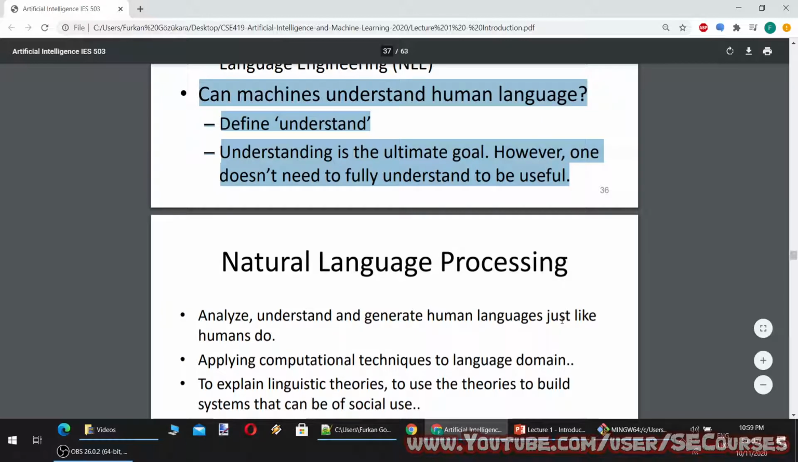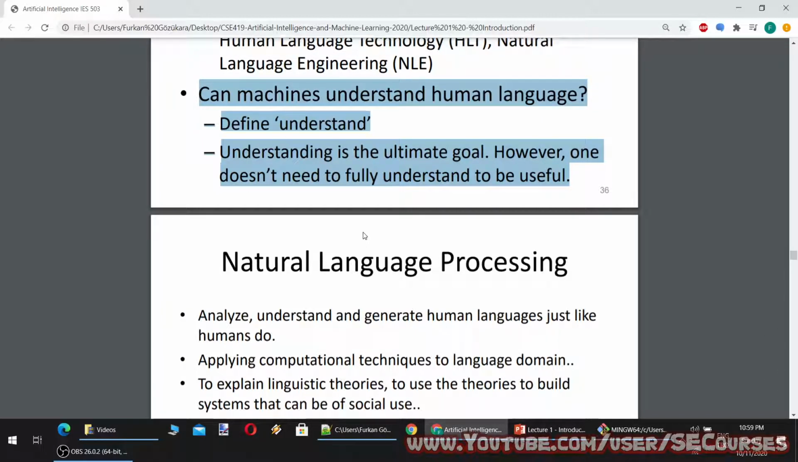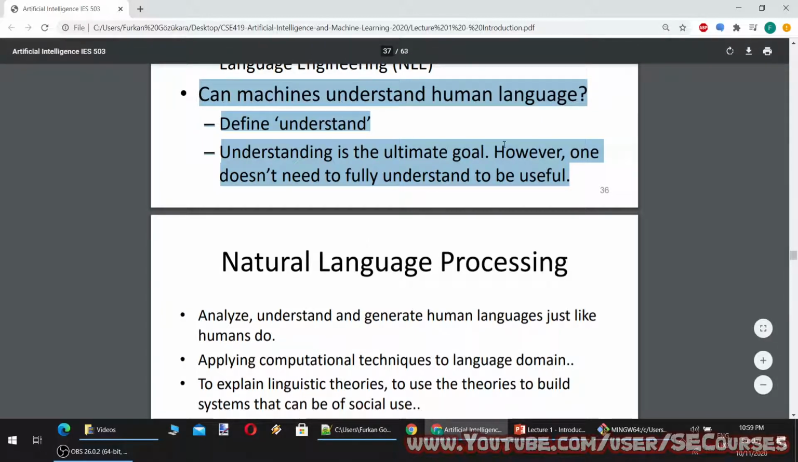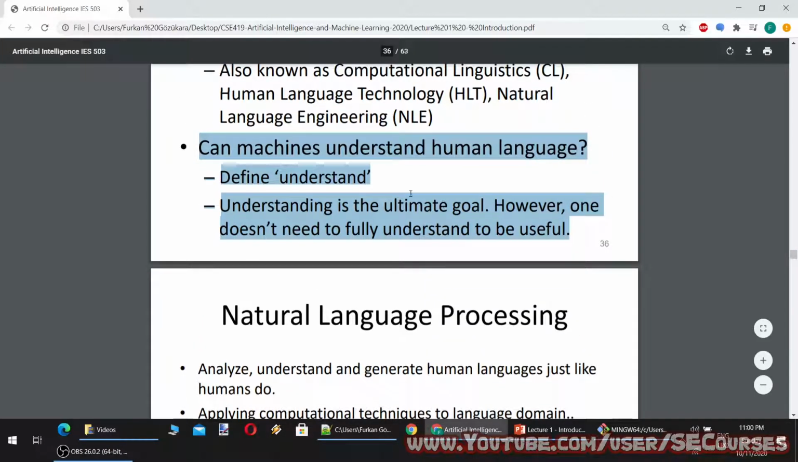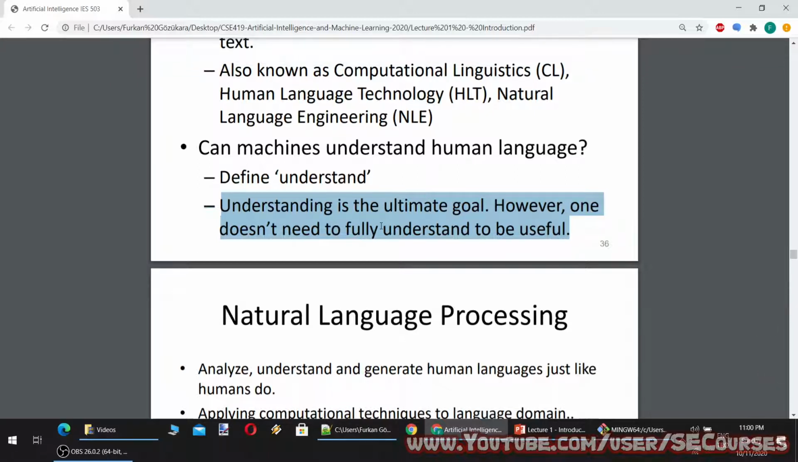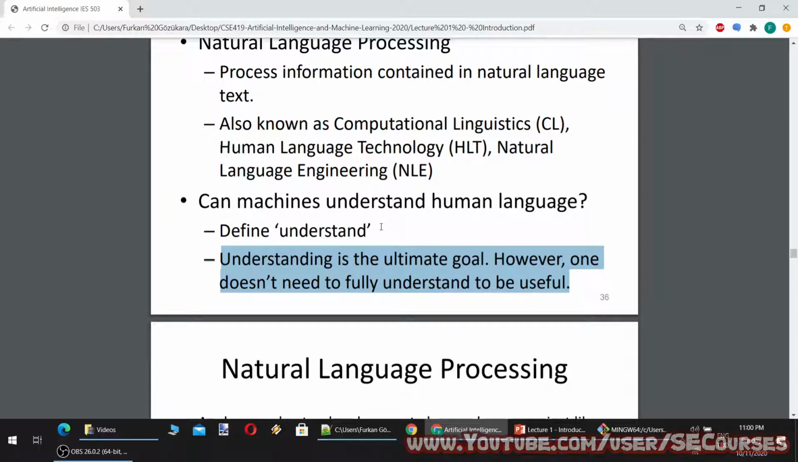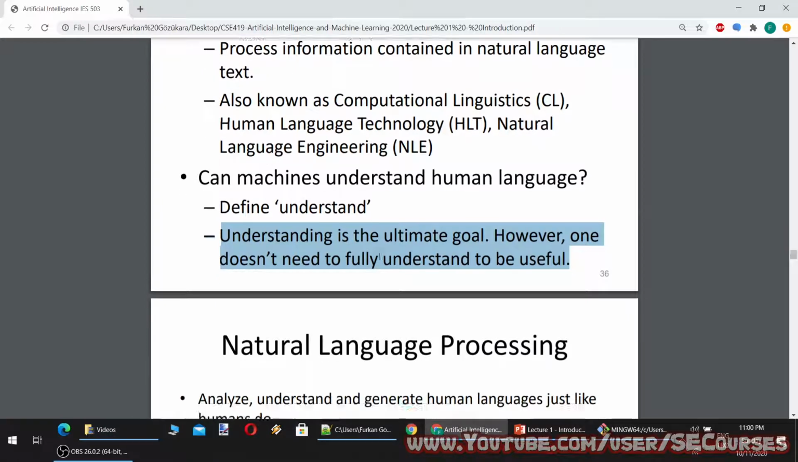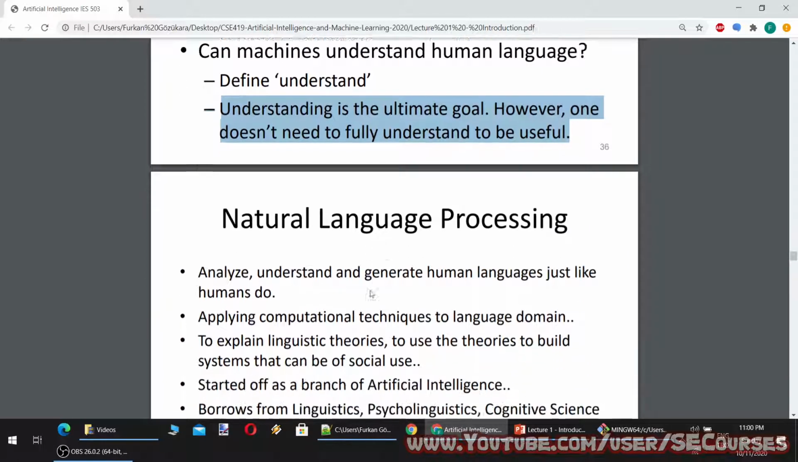Can machines understand human language? Define "understand". Understanding is the ultimate goal. However, one doesn't need to fully understand to be useful. For example, currently, a machine is converting this text into speech. However, it doesn't understand it. It may be understanding to a certain degree to compose voices in a better way, but it doesn't understand as humans do.